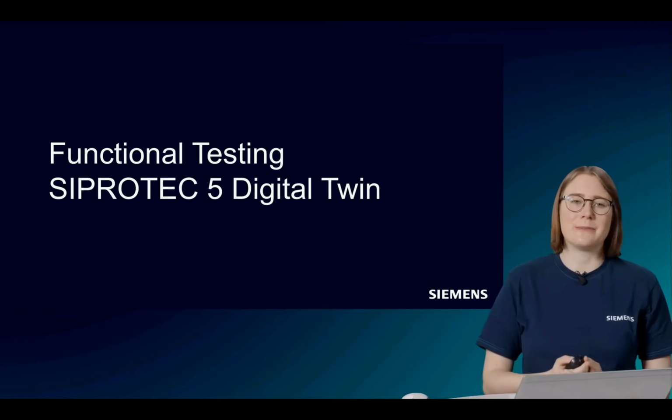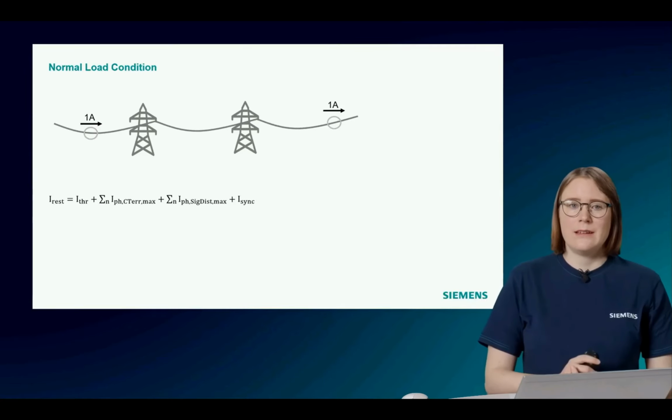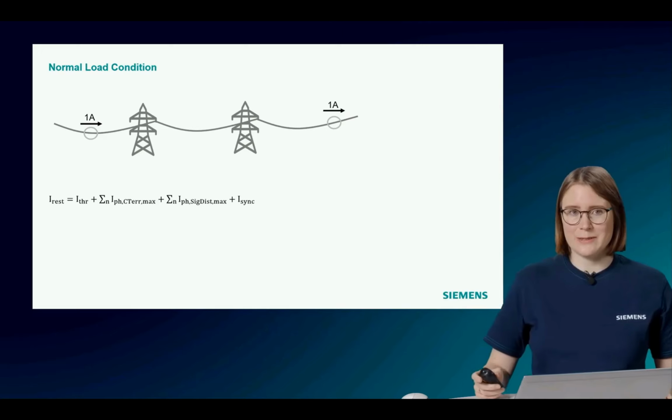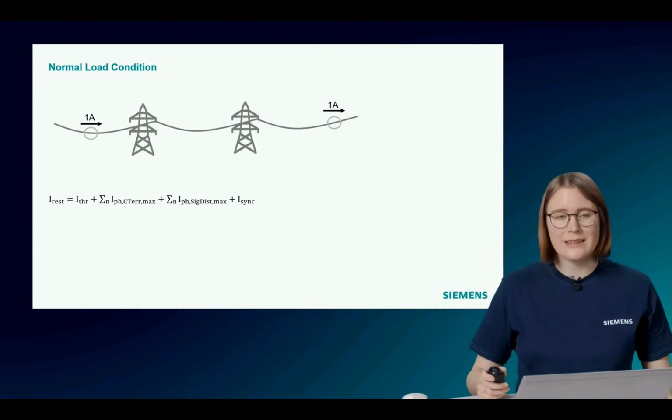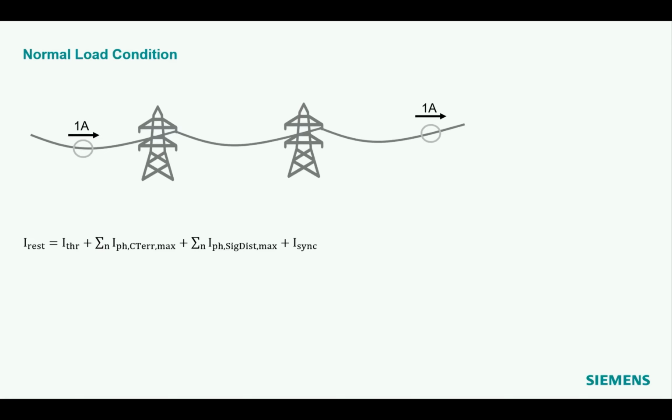So we now come to the part functional testing, ZProtect 5 digital twin demo. The first thing I want to test is a scenario with normal load conditions. In this example, that means we have a current of 1 amp secondary flowing through the line. I want to explain to you how we calculate the restraint current in this case, and how to inject this value.